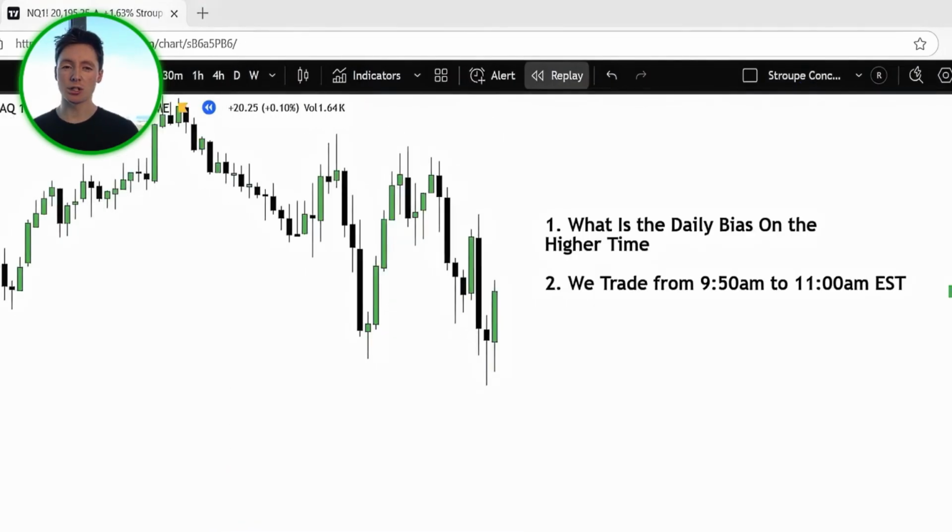Now, the next part to the strategy is what time do we trade at? We trade from 9:50 a.m. Eastern Standard Time to 11 a.m. Eastern Standard Time. That's when the most amount of trading manipulation happens, with the high levels of volume and implied volatility that can easily get you stopped out, even if you use a big stop loss. So because of that, and we want to have the highest win rate possible, we're going to wait until 9:50 a.m. to 11 a.m. That's our time window to trade.